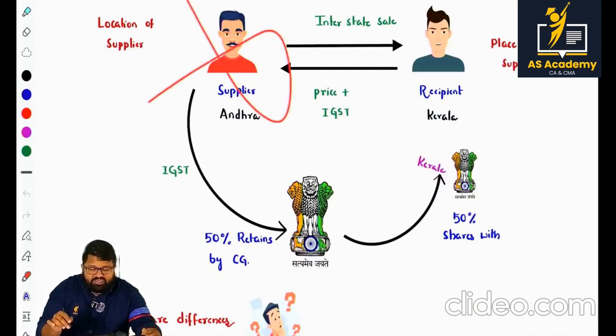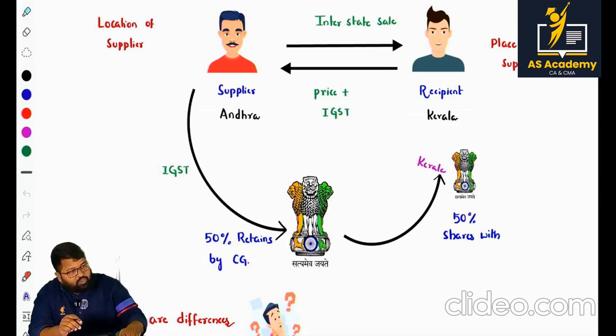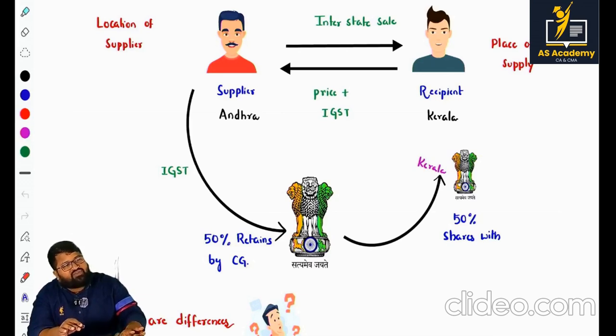Sir, the supplier state is getting 0 amount, but the recipient is getting the 50% portion and all. So for this reason, what did they promise? The Centre promised that they will compensate the loss of revenue by levying some amount in the form of GST compensation cess. Initially it is for how many years, ma? 5. But it is extended till 31st March 2026.